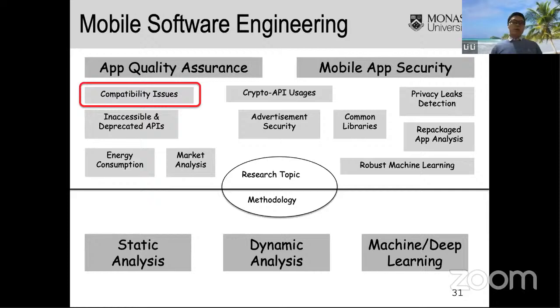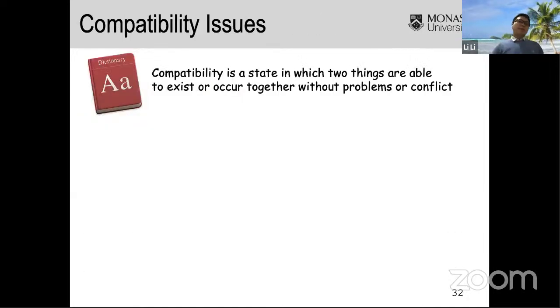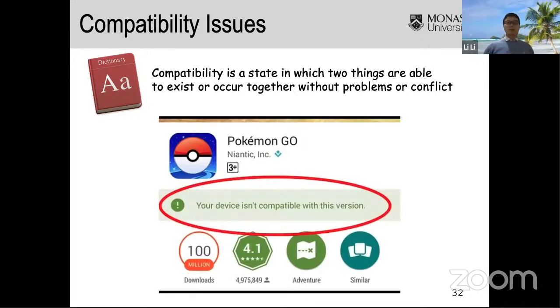The second work I would like to share today is in the app quality assurance research direction. It's mainly about compatibility issues. In the dictionary, compatibility often means a state in which two things are able to exist or occur together without problems or conflict. In Android, compatibility means that the apps can be run on Android devices, but compatibility issues means that they cannot run.